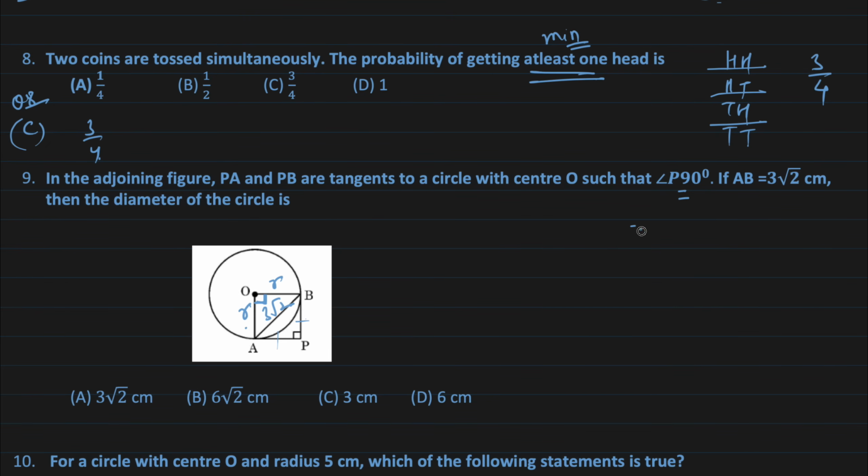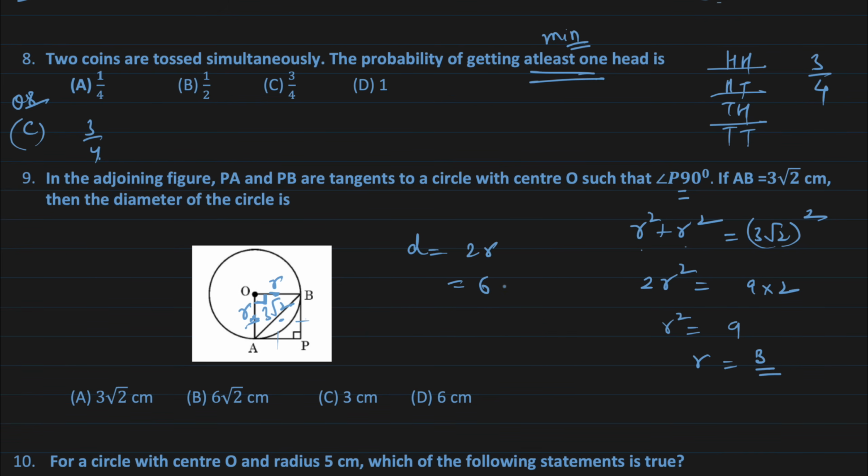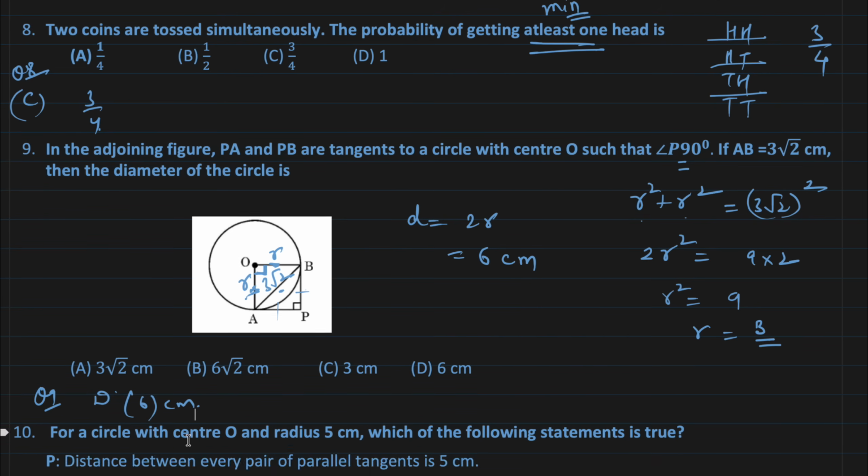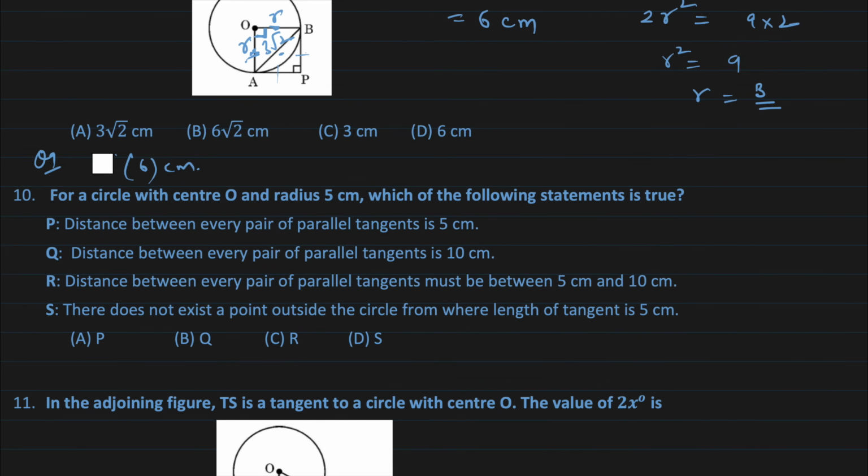You know that hypotenuse square equals perpendicular square plus base square. So r square plus r square are perpendicular and base, that's equals to 3 root 2 whole square. So 2r square is 9 into 2. So r square is only 9. So r comes out to be plus minus 3. So we'll take only positive 3. So diameter will be 2r, which will be 6 centimeters. So question number 9, D, 6 centimeter, right?